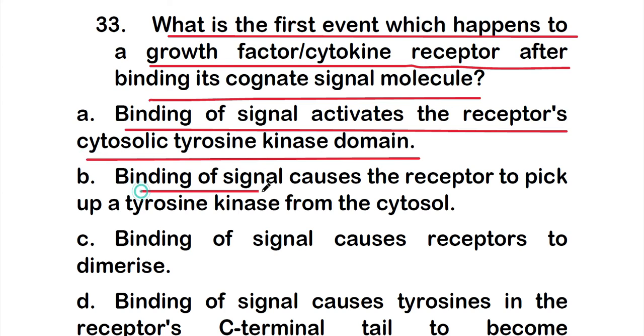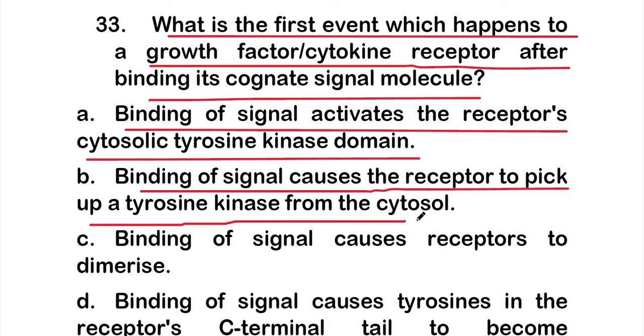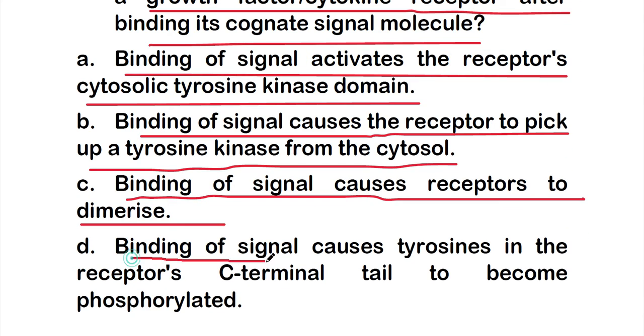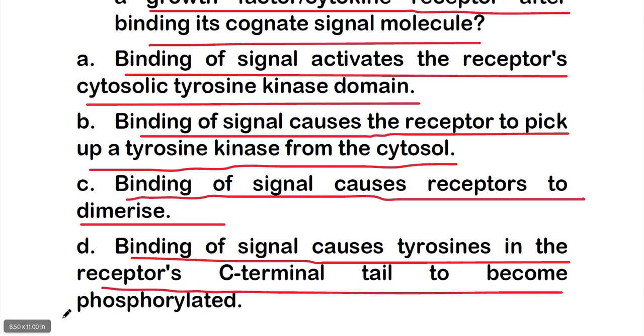Option B, binding of a signal causes the receptor to pick up a tyrosine kinase from the cytosol. Or option C, binding of the signal causes receptors to dimerize. Or option D, binding of the signal causes tyrosines in the receptor's C-terminal tail to become phosphorylated.